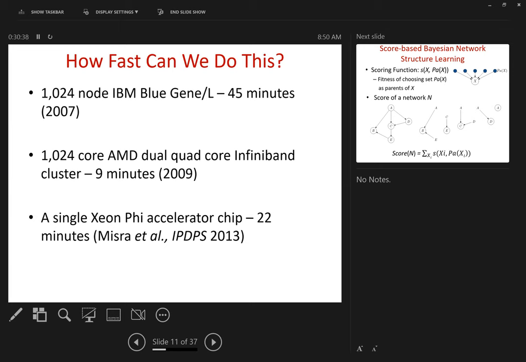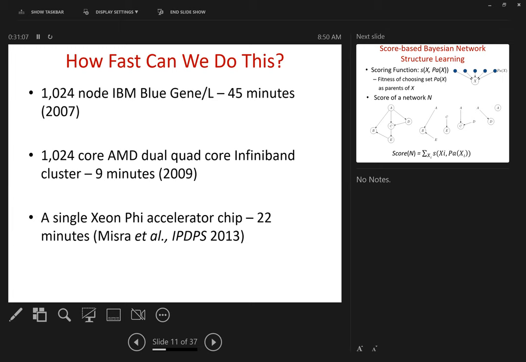With advances in high-performance computing, the runtime became even less and less of an issue. Two years later, we could do this on a 1,024-core standard InfiniBand cluster in just 9 minutes. A few years later, Intel took our software and put it on the Xeon Phi accelerator chip. On a single accelerator chip, they could build the whole genome network in 22 minutes. So you can build these networks really, really fast.